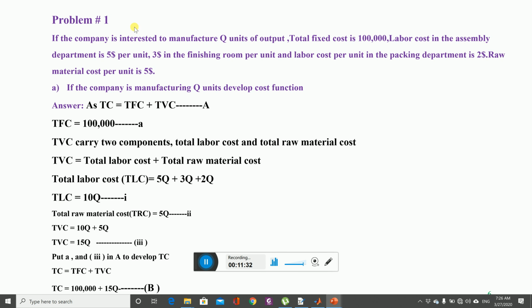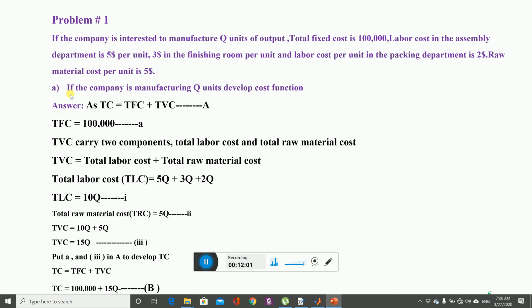Now we are solving one problem. If the company is entrusted to manufacture Q number of units, total fixed cost is $1 lakh. Labor cost in the assembly department is $5 per unit. $3 per unit labor cost is in the finishing room, and in the packing department labor cost per unit is $2. Raw material cost per unit is $5.